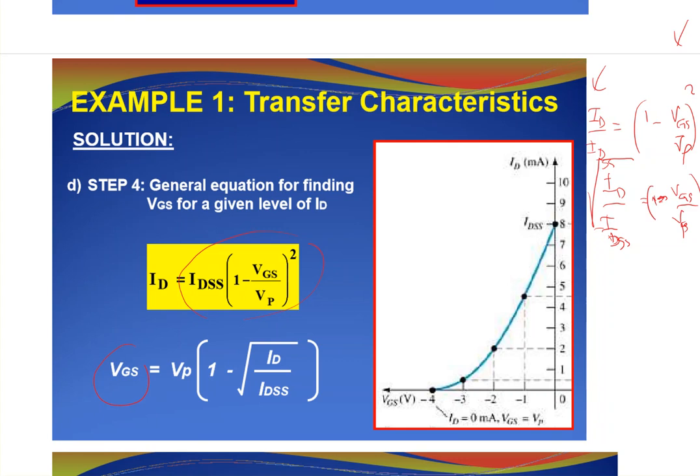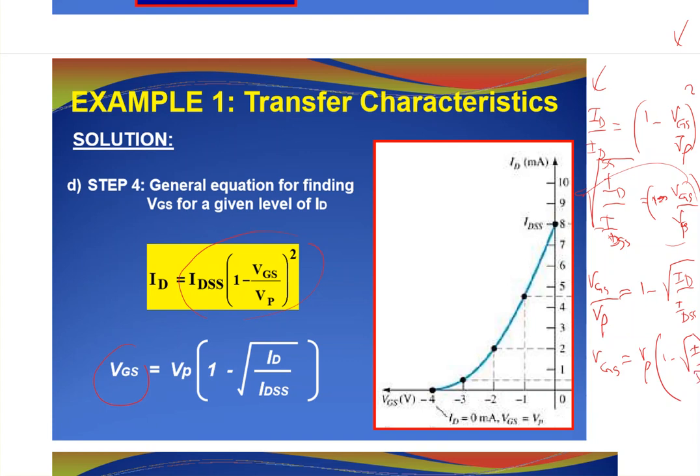Then I do some mathematical manipulations, because all I care about is getting VGS by itself. So I move this to this side, and I will have VGS over VP equal to 1 minus the square root of ID over IDSS, and then I cross multiply. I will get VGS equal to VP multiplied by 1 minus the square root of ID over IDSS.